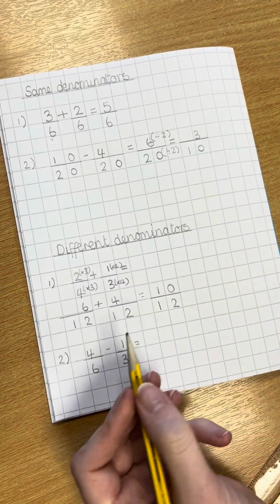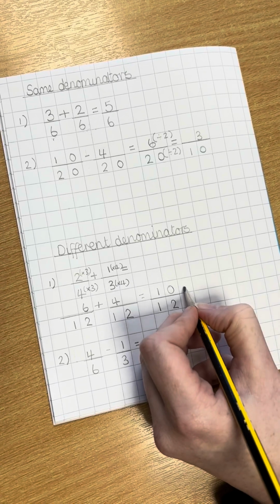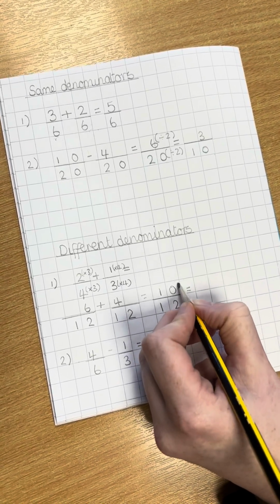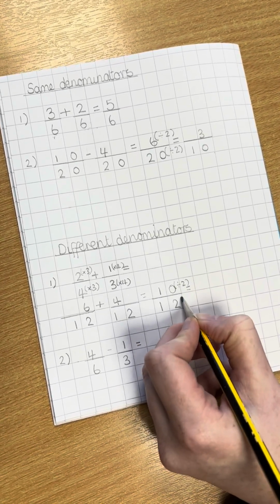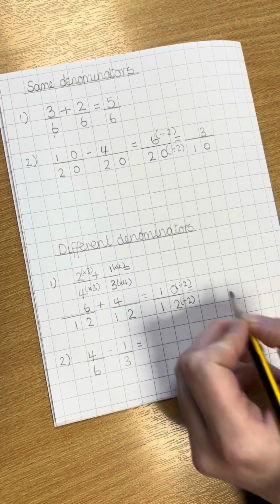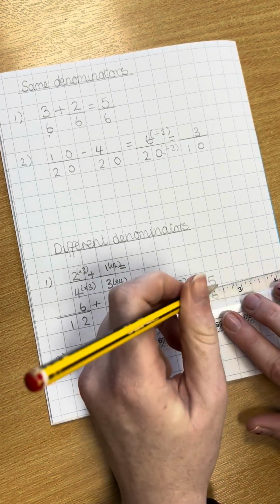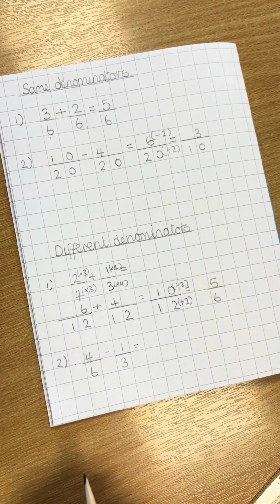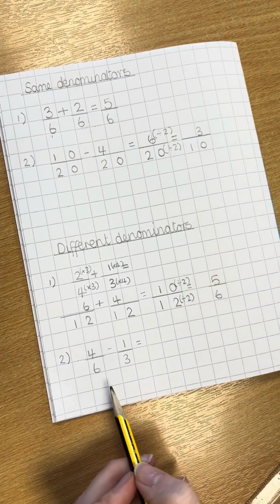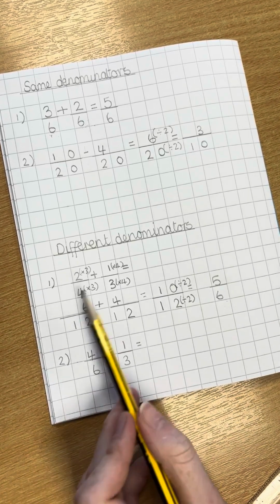Again, if we wanted to, we could simplify that down even further and divide it by 2. Whatever we do to the top, we do to the bottom, which leaves us with 5/6. And that's in its simplest form. Now we're going to look at subtraction with different denominators. It's the same as what we would do for addition.